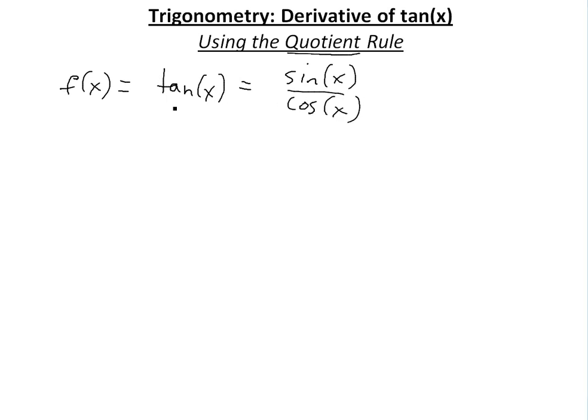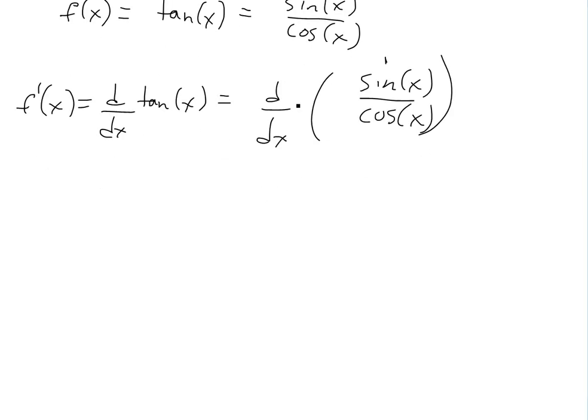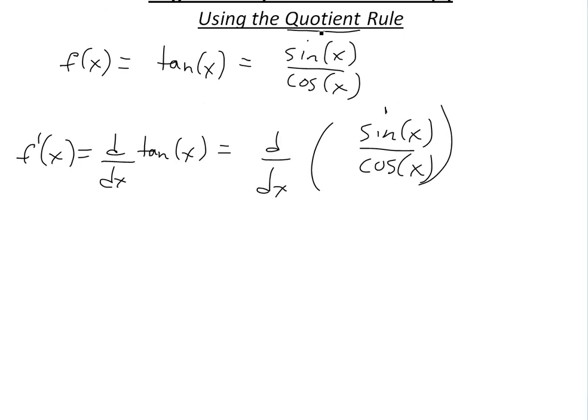And then using the quotient rule, we can get the derivative right away. So f prime of x equals d over dx of tan x, which equals d over dx of sine x over cos x. Using the quotient rule, which I derived in my other video, for a function divided by another function, because we know the derivatives of these two, we can solve it. You can click the link in the info below.